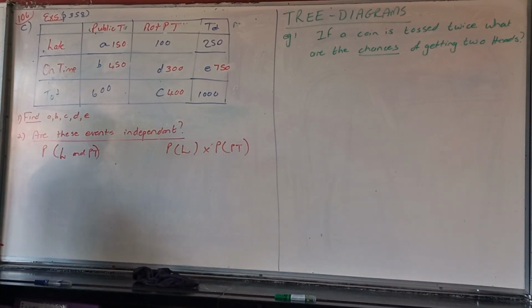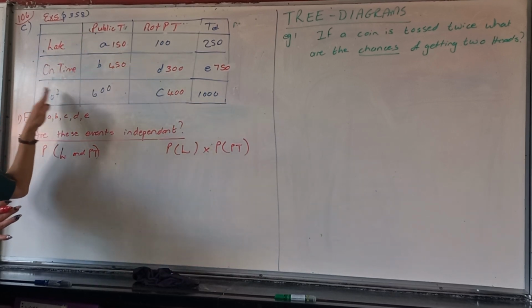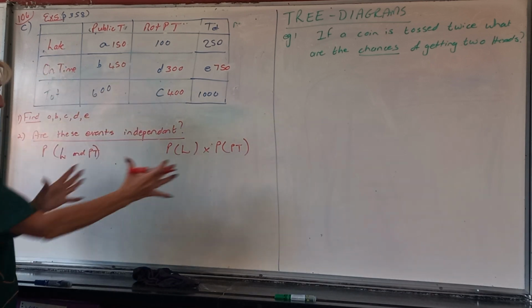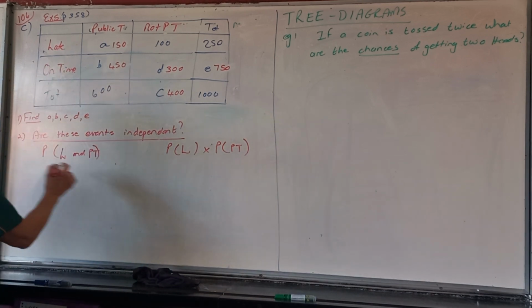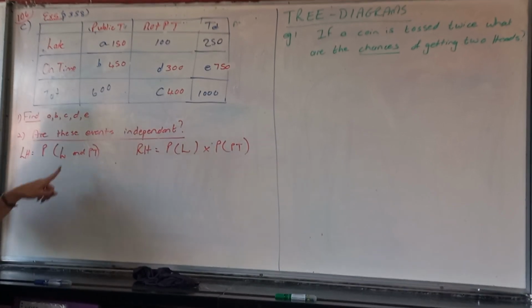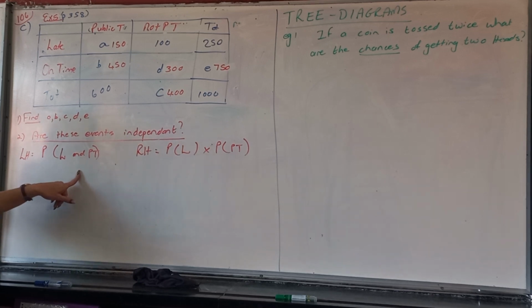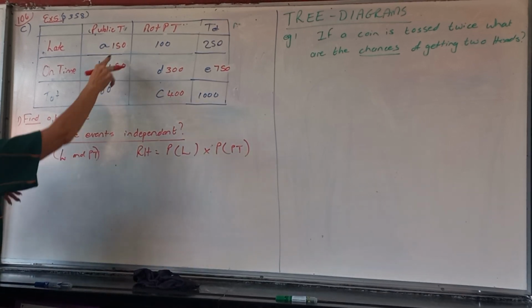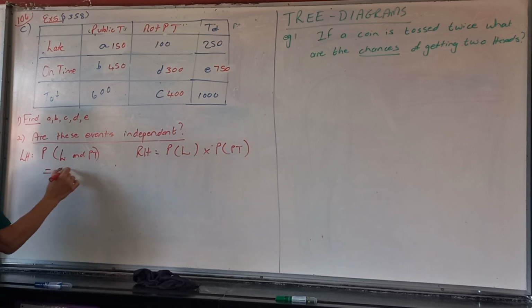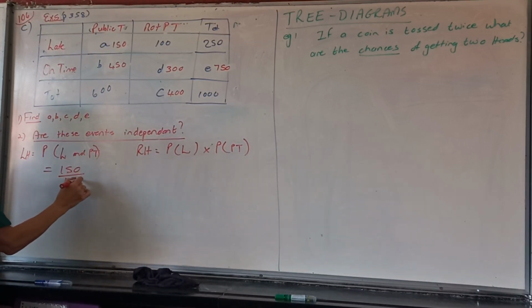Are you with me? So I could have used 4 different scenarios. Late public transport, late not public. On time public transport, on time not. And then you look at the formula. So let's look at left hand side and right hand side. Where will I look at late and public transport? Agree? 150. Yes. So that would be probability 150 over 1,000. Over 1,000, which is what? Calculator, please.